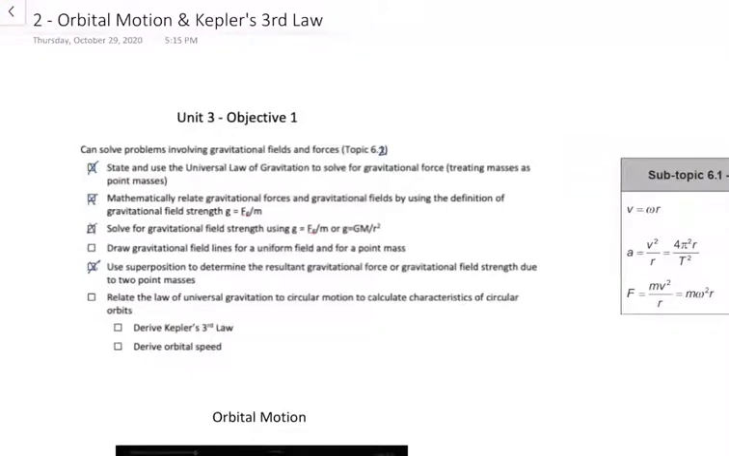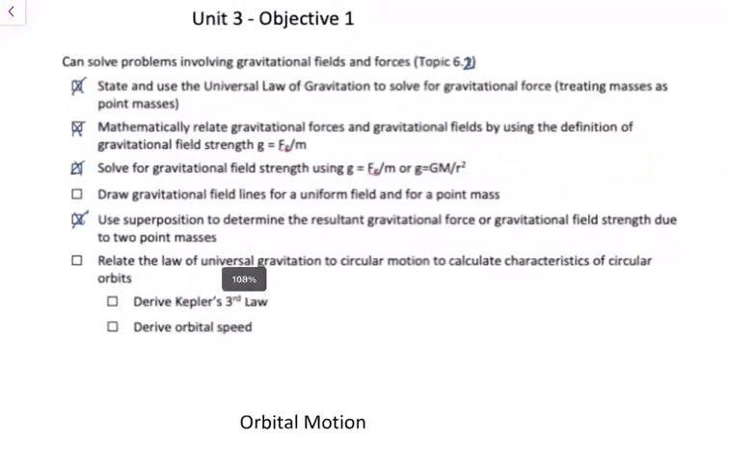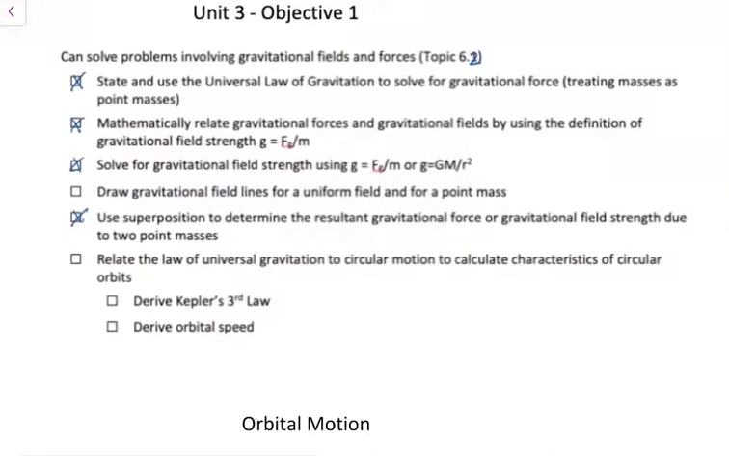All right, in today's lecture, we're going to cover orbital motion and Kepler's third law. So we're really only focusing on these last two parts right here. They relate the universal law of gravitation to circular motion to calculate characteristics of circular orbit, and that involves both Kepler's third law and orbital speed.